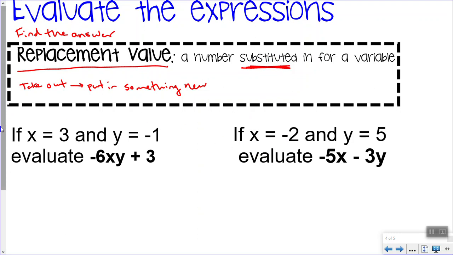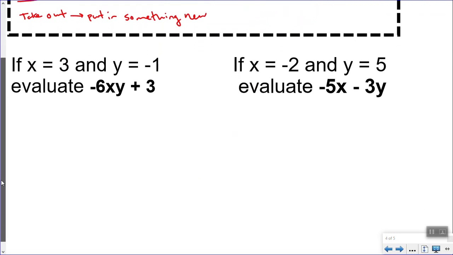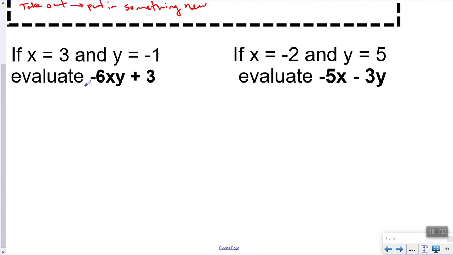So if I look at my first example here, if x equals 3 and y equals negative 1, I want to evaluate negative 6xy plus 3. The first step that I'm going to do is rewrite my expression, but instead of the variables, I'm going to write parentheses. So the negative 6 stays the same. The x gets replaced with parentheses. The y gets replaced with parentheses. Plus 3 stays the same.